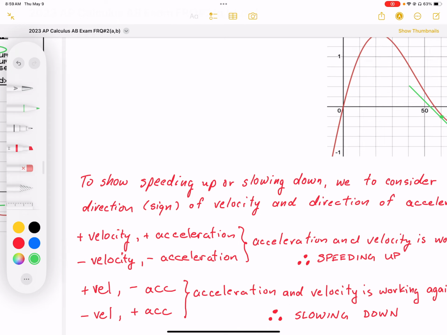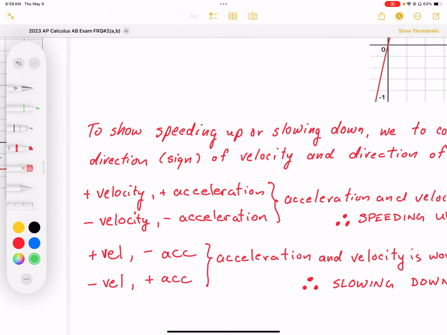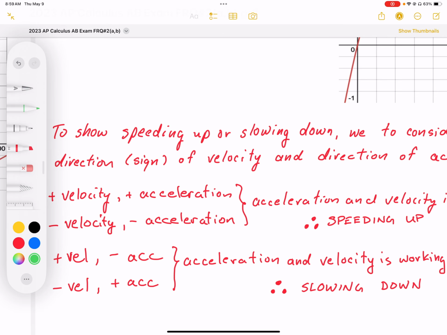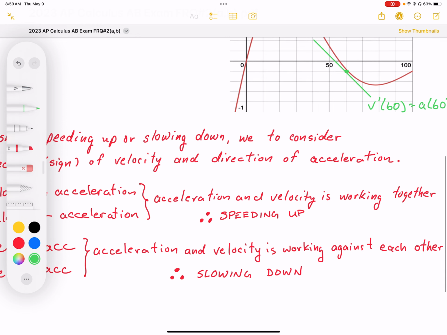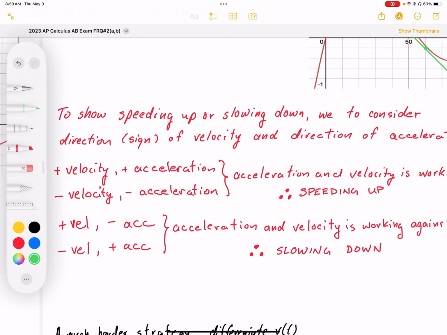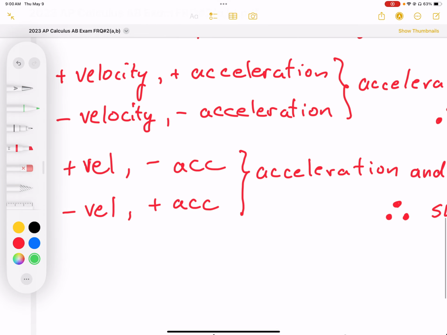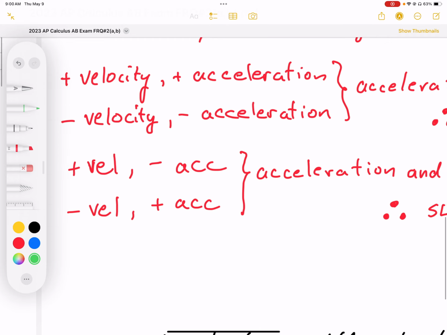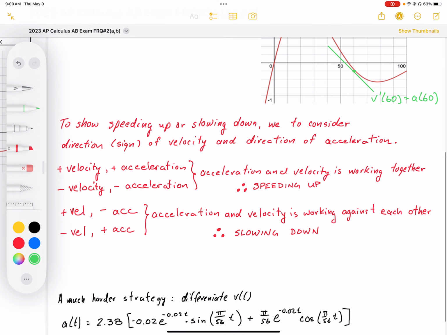If velocity and acceleration are both positive or both negative, the acceleration is working with the velocity, and that means it's going to speed up. If velocity and acceleration are opposites, so positive velocity and negative acceleration, or negative velocity and positive acceleration, the acceleration and velocity are working against each other, therefore slowing down.